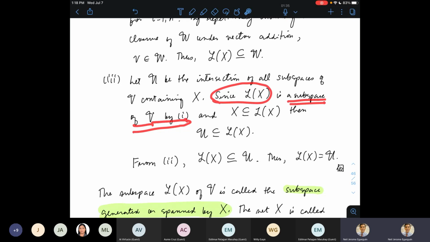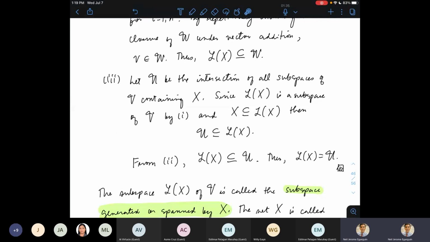Ito lang yung pinrove natin sa statement 1. Tapos si X ay contained sa L of X. Tama? Kasi lahat ng elements si capital X ay linear combination ng sarili niya times unity. So lahat ng element ni capital X ay naka curly L of X. Alright? So therefore, si L of X ay isa dun sa mga ini-intersection natin to get curly U.